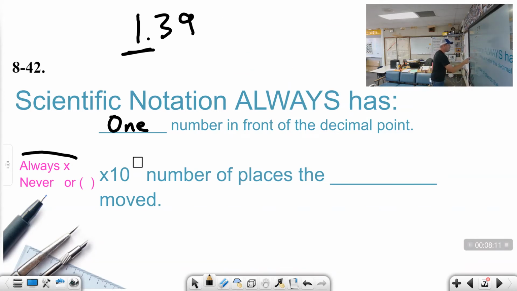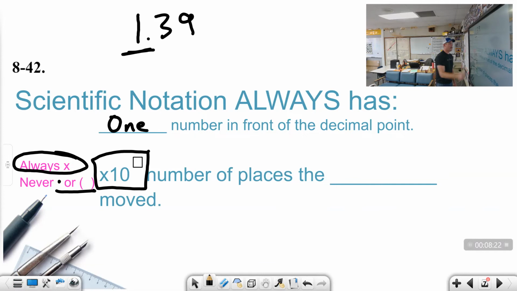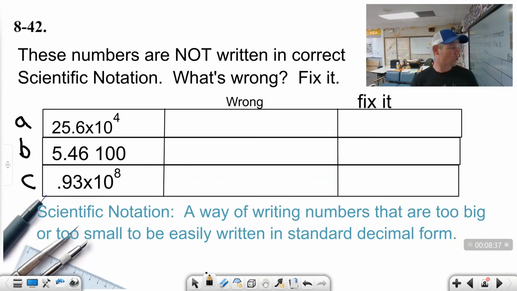Second thing, it always uses this multiplication sign and never a dot or a parentheses. Never that. Okay, it always has times 10 and a power, whereas the power tells you the number of places the decimal moves. Okay, these are the basic facts of how scientific notation is working. So let's look at A, B, and C.